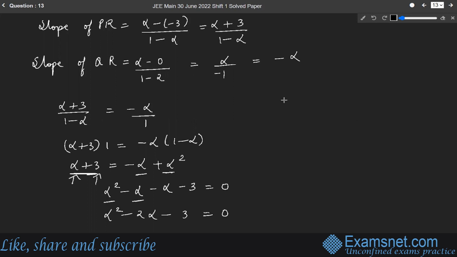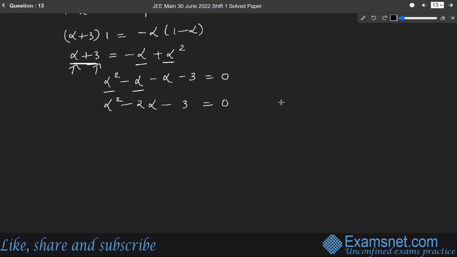Now what we have to do is find the factors of this equation. How can we find the factors? We have to use the splitting the middle term method here. It is a method in which the middle term is split in such a way that the sum of two numbers gives the middle term and the product of those two numbers is equal to the product of the first and last term. What is the first term here? Alpha square. What is the last term? Minus 3. So what is the product? Minus 3 alpha square. Now we want two numbers whose sum is equal to minus 2 alpha and whose product is equal to minus 3 alpha square.